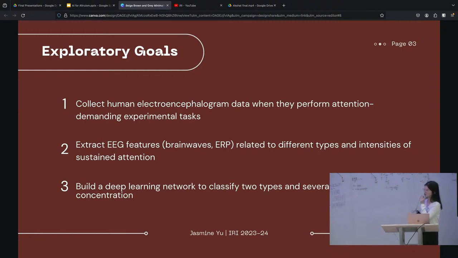And so the exploratory goals I have for the project, basically, there are three. The first was collecting human electroencephalogram data when they perform attention-demanding tasks. And second is extracting EEG features, such as brainwave and event-related potentials, related to different types and intensities of sustained attention. And third, this is in the future, but I want to build a deep learning network or model to classify two types of and several intensities of concentration, which I'll mention later.